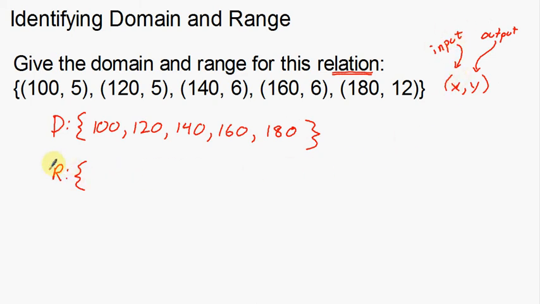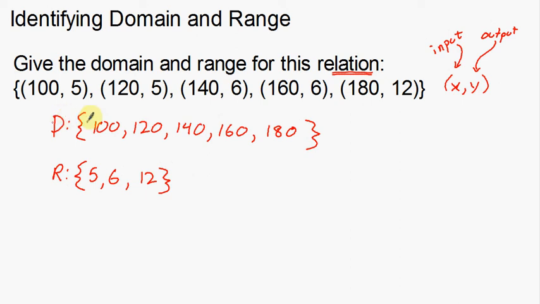And on the flip side, the range is all the y coordinates of this relation. So in this case, 5 is part of the range. Also, 5 is part of the range. Now, if I have reoccurring ranges, I don't have to list them twice. I can just list them once. So 5 here, I notice I have a 6 here, and then I also have a 12 at the very end for this y coordinate. So again, I don't have to list out all those ranges. I just have to list them once. It's kind of redundant if I list them multiple times.